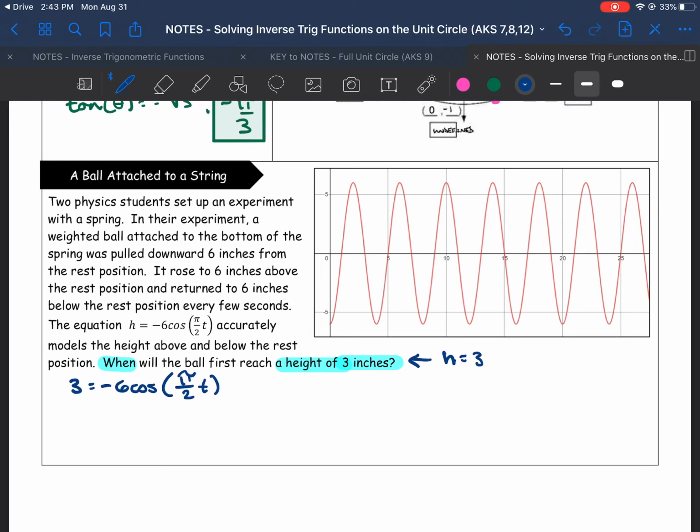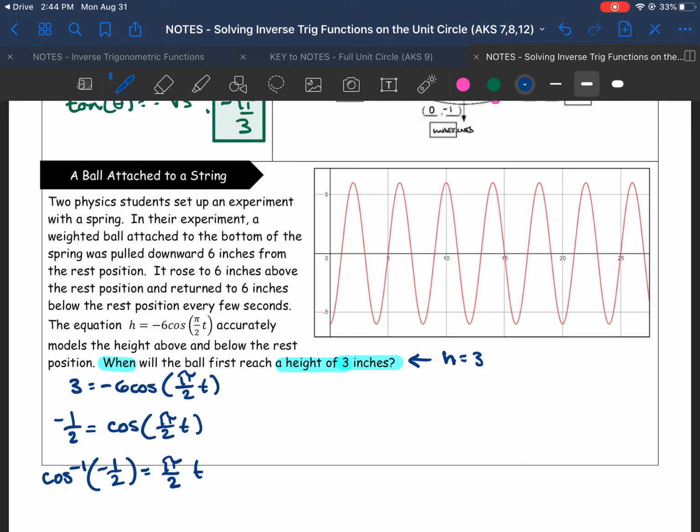Well, let's divide both sides by -6. So if I divide 3 by -6, I'm going to get -1/2. On the right side, the -6 will cancel once we divide it away, and all we'll have left is cosine pi over 2 times t. Well, we know that in order to get rid of that cosine, we need to take the inverse cosine. So we're going to take the inverse cosine on both sides. On the left, we'll get inverse cosine of -1/2. On the right side, cosine and inverse cosine will just give us pi over 2t.